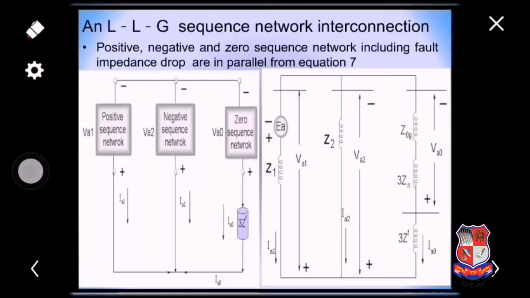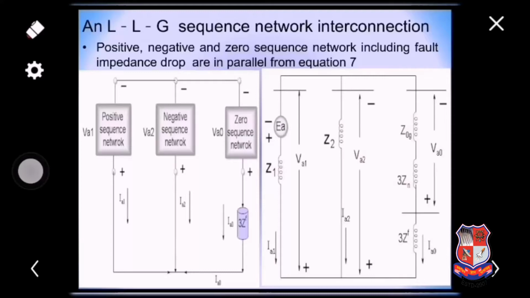So now can you tell me how you will obtain the sequence currents? Say first IA1, then IA2 and IA0. Actually fault current is only 3 times IA0, so that is enough, but we shall also obtain IA1 and IA2. So how will you obtain IA1? Let me give you a hint.